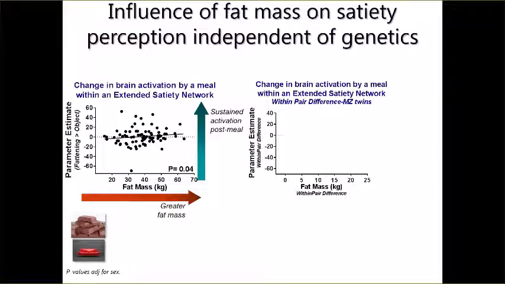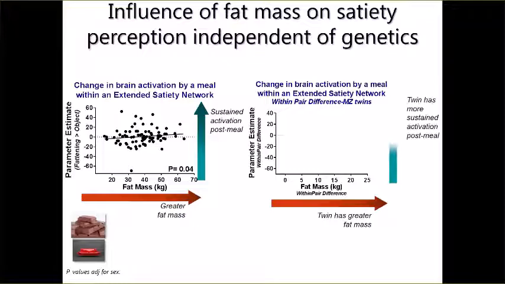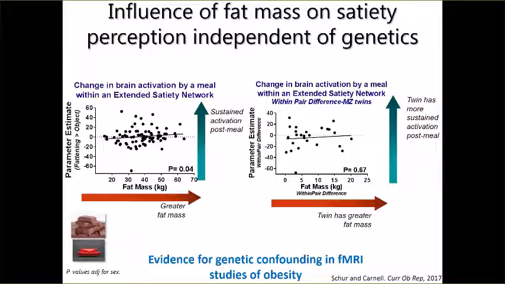So you'll see this will now be the twin with the greater fat mass and whether or not they have more sustained activation. And here you see no relationship once you account for genetics. So we believe that this is evidence for genetic confounding in some of the studies of obesity, meaning that some of the time we're concluding that this capacity is actually related to ability. And that's been true in several other twin studies, apart from ours.